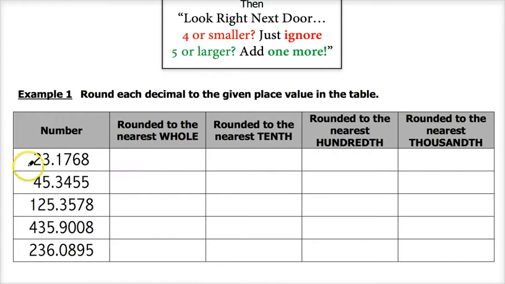So I have a table here, and we're going to practice rounding to the nearest whole, the nearest tenth, the nearest hundredth, and the nearest thousandth. We'll start with the nearest whole. So I have the number 23.1768. To round this to the nearest whole, I need to look at the units place. So here that would be the 3 is in the units place. And so what this saying says is look right next door. So we're going to look at the digit to the right of 3, which would be the 1. If this number, the 1, is 4 or smaller, we just ignore, and so we round this to the nearest whole of 23.